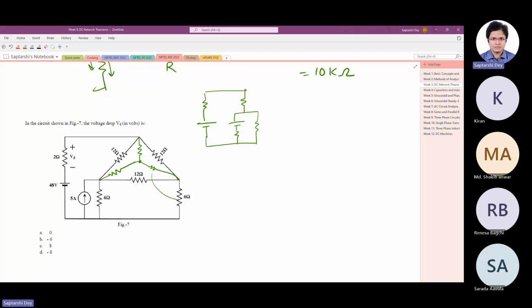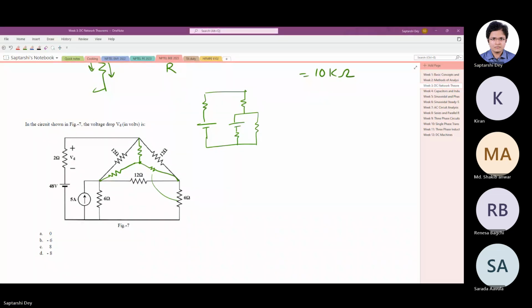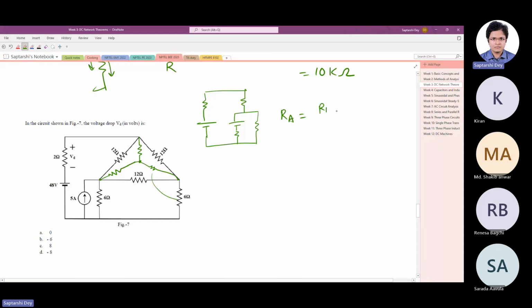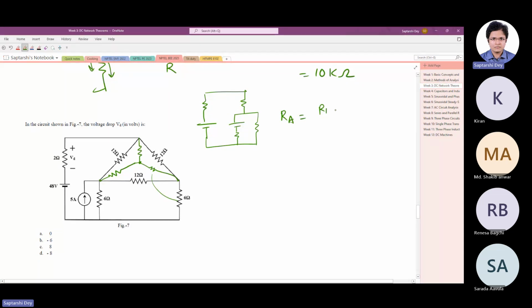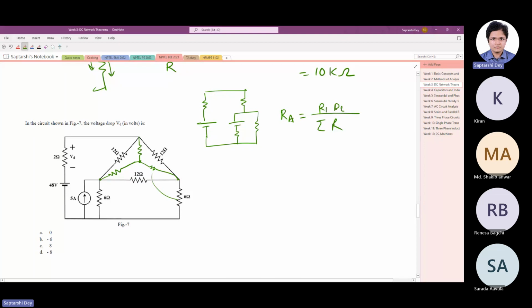Wait a minute, I will search Google. I do not remember the delta to star conversion formula. Yeah, so they are saying the result is RA equals R1 R2 by the summation of the R's. Delta to star, right?